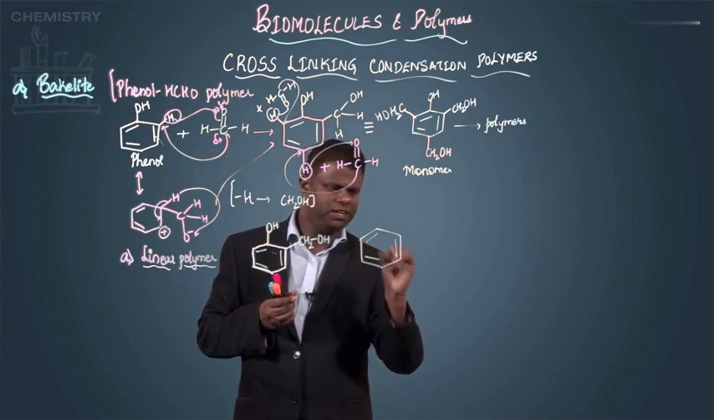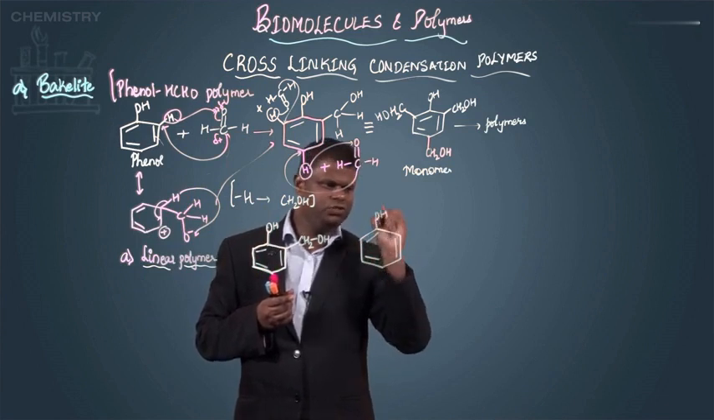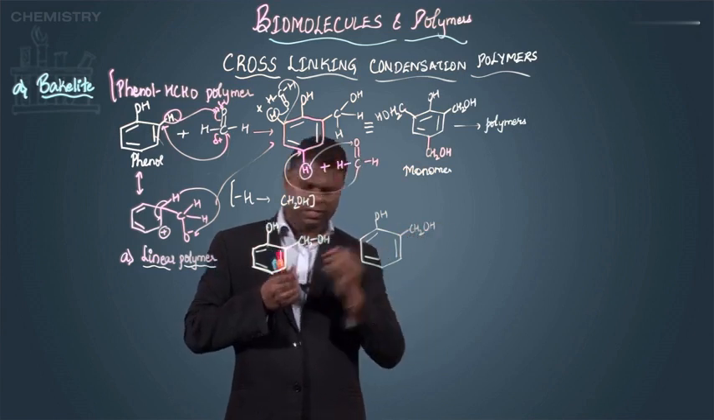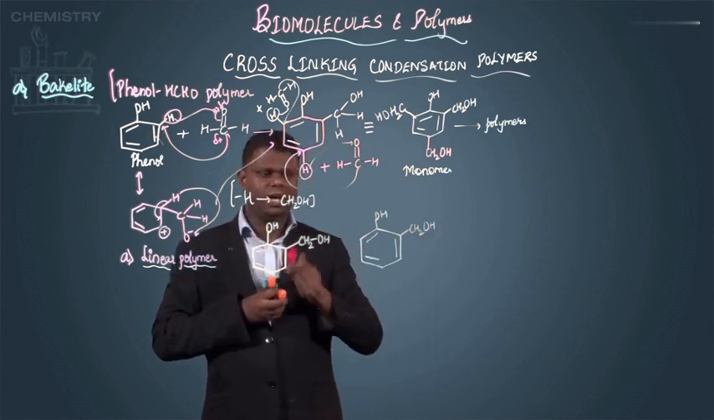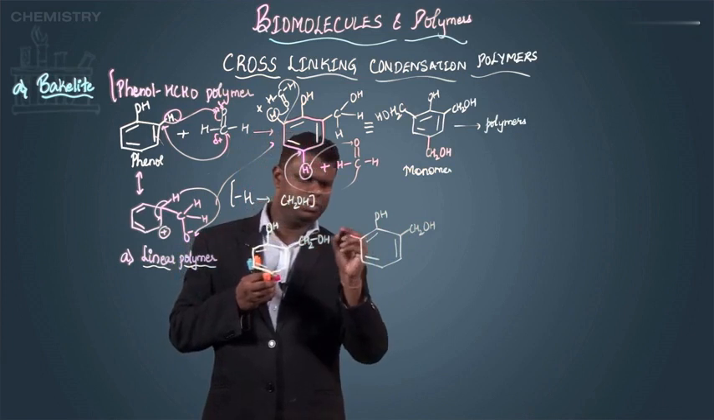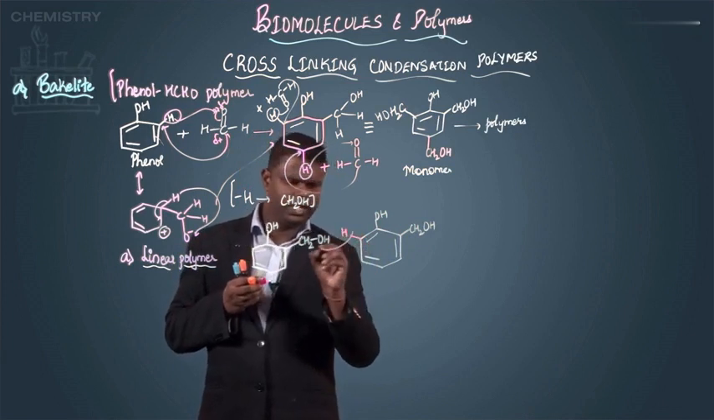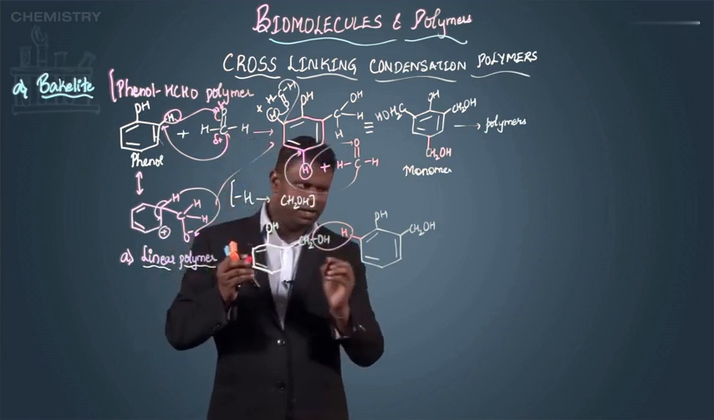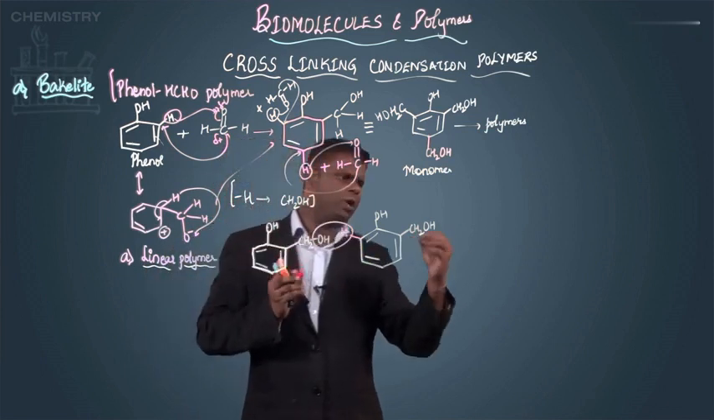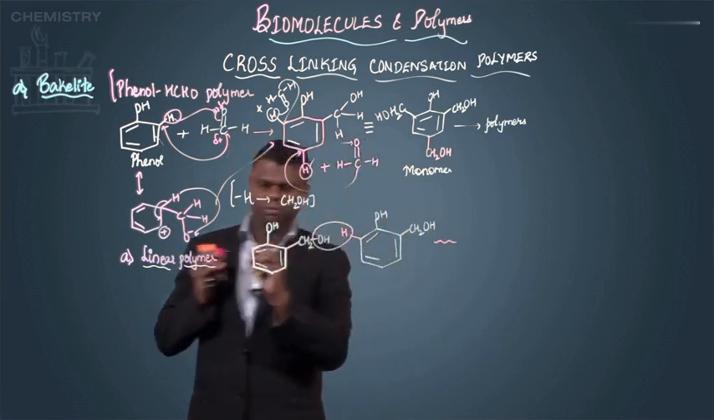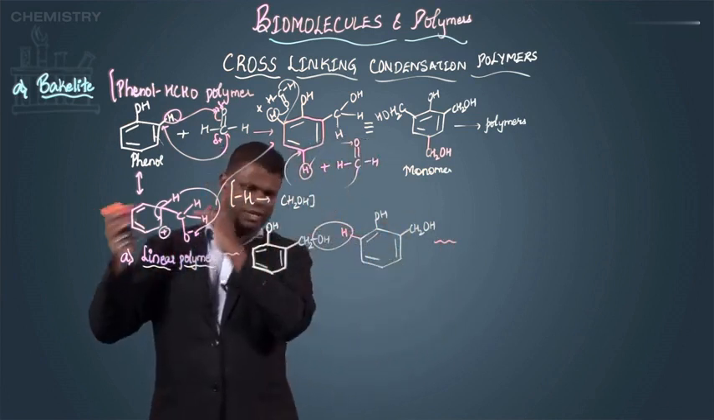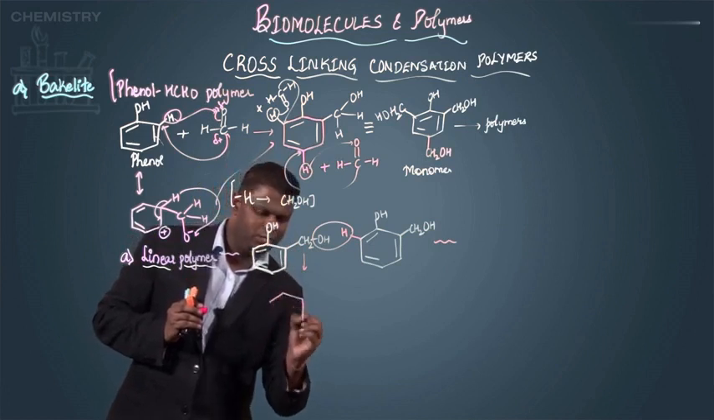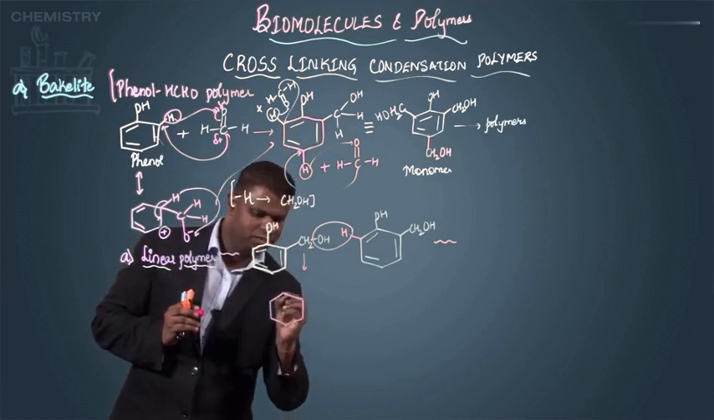You have the benzene ring, you have this OH, and then this is connected to CH2OH. Now you have one hydrogen over here at the ortho position. So this hydrogen and this OH will be eliminated in the form of water. Similarly, you could have one more molecule over here, and one more of the same type over here, as a result of which we could get something like a polymer like this.